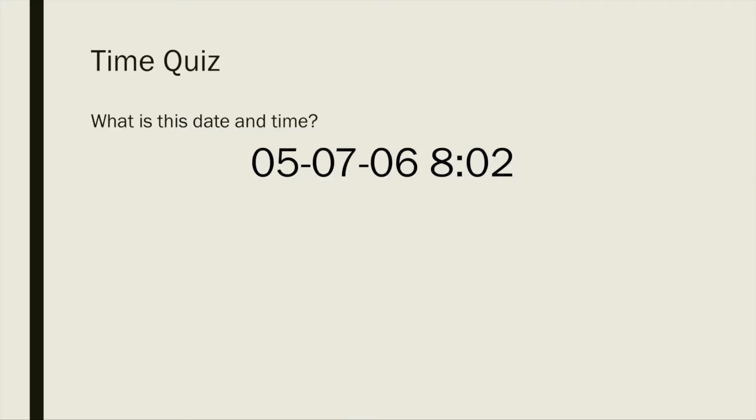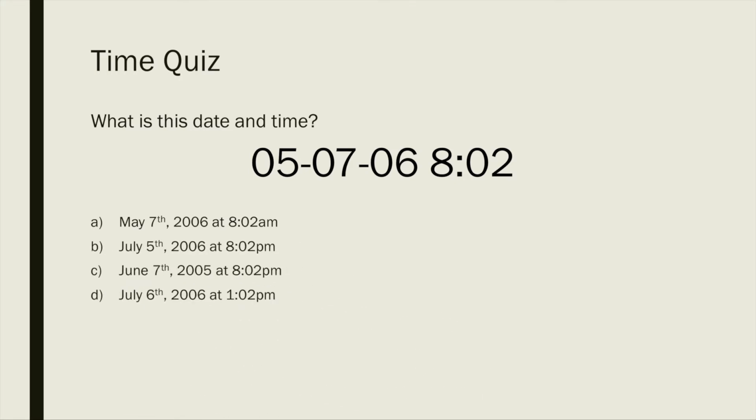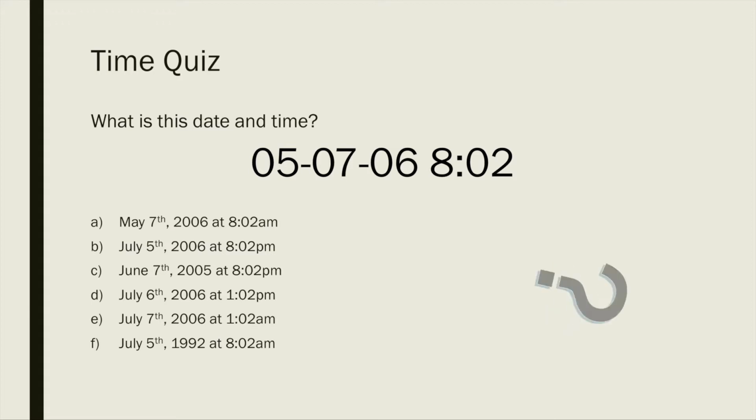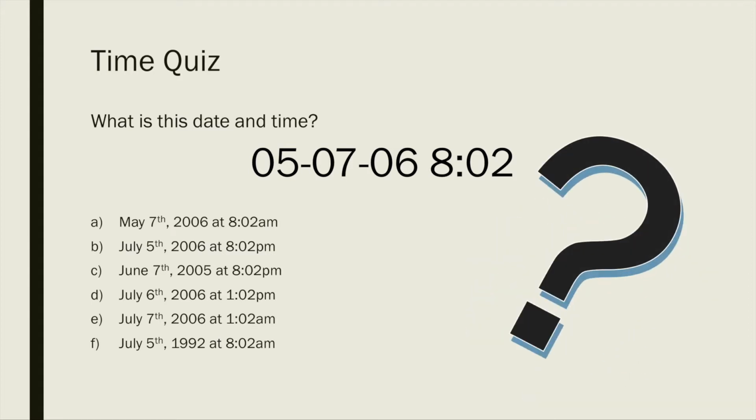Now, let me give you a little quiz. Take a look at this right here. What is this date and time? I'll give you a few seconds to take a look at some of the answers and think of what it is to you, what this means. Have an answer? Well, the answer is, I don't know. I'm not saying that I don't know, I'm saying that there's no way to interpret this specific string of numbers.